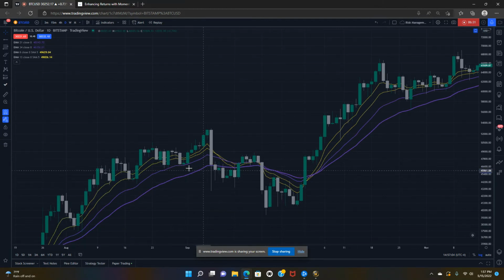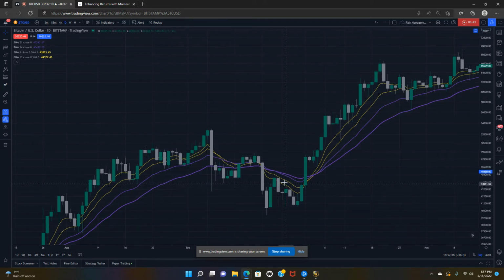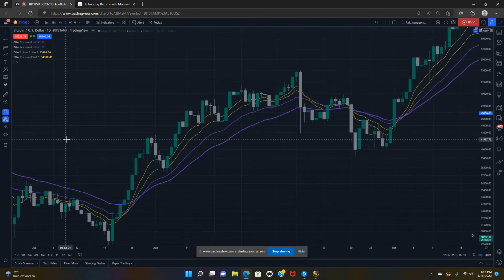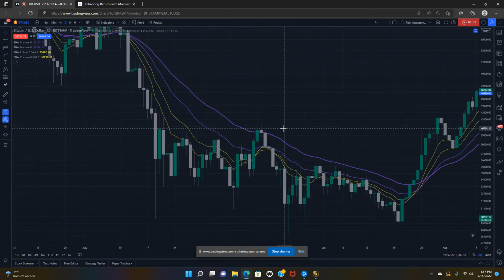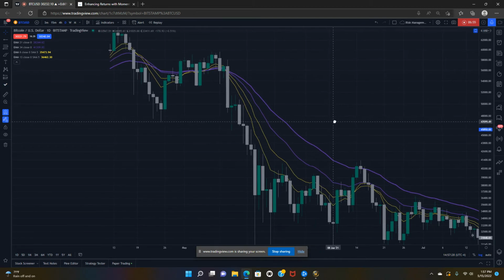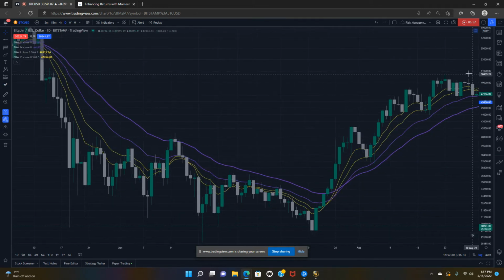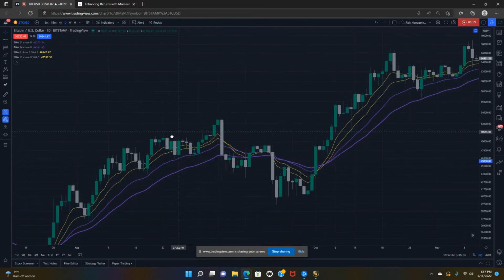Again, here's a good example of how it's less effective on Bitcoin to the downside, and much more effective to the upside. And that's just the nature of Bitcoin, right? It spends more time going to the upside, but still, sometimes it gives you a little bit of decent trades to the downside, essentially. Especially when it's in line with a higher time trend.